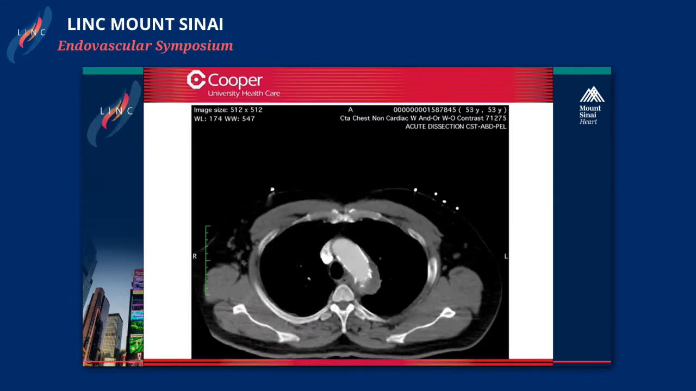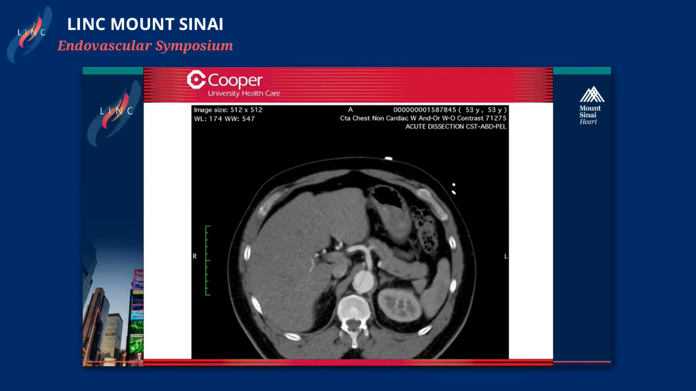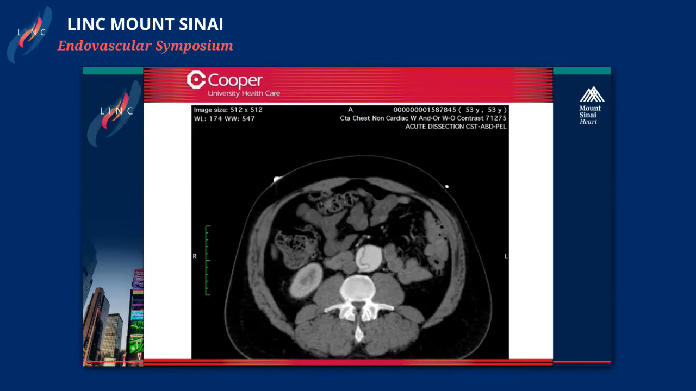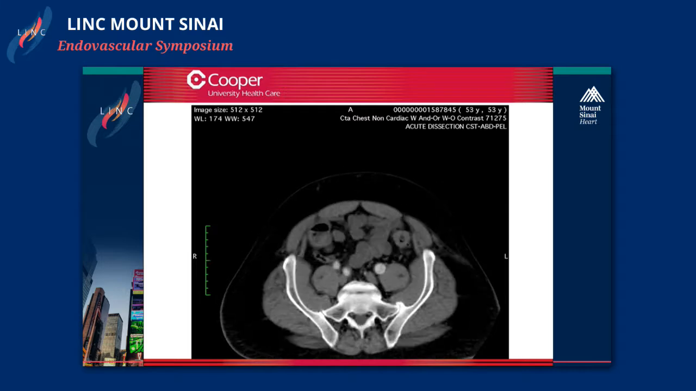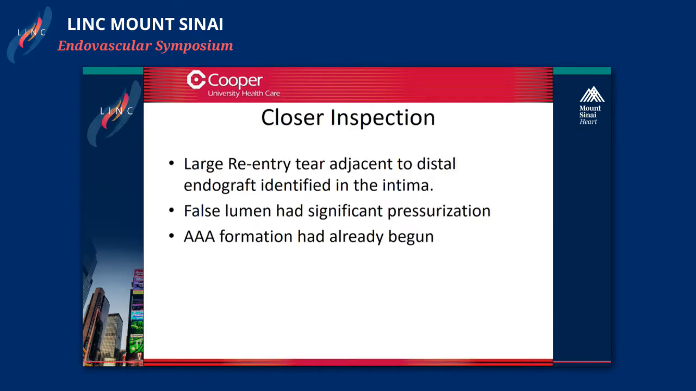Here's his CAT scan. So you can see the TEVAR is placed, and it's kind of a short TEVAR, and all of a sudden you see pretty significant intrusion of the false lumen onto the true lumen. When we look at it closely, there's a large reentry tear adjacent to the distal endograft identified within the intima. This is one of those early failure modes that I just discussed.